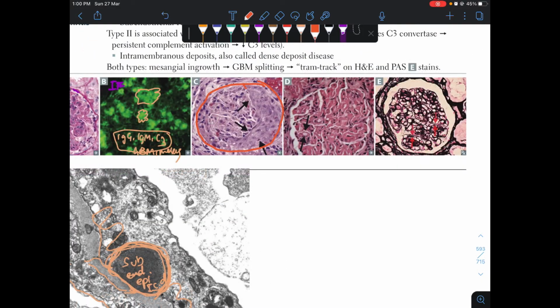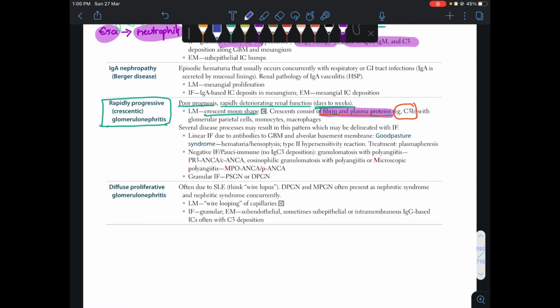Here this is the glomerulus, and this is the crescent shape. This consists of fibrin, C3b, macrophages, monocytes, and glomerular parietal cells. And there are several diseases which progress like this, and they can be classified into linear, negative IF or pauci-immune, or granular IF. If we see linear immunofluorescence changes, this is caused by autoantibodies against the glomerular basement membrane and alveolar membrane, and this is termed Goodpasture syndrome.